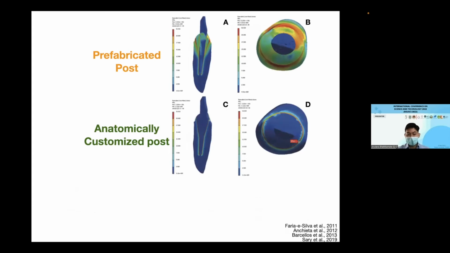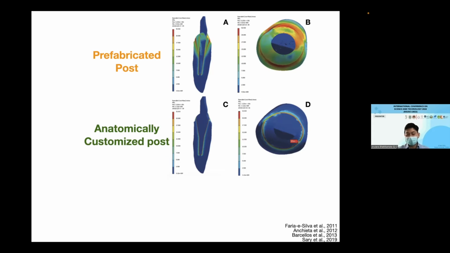In a study by Anutara et al. in 2011, as you can see, the stress is depicted in red color. This study showed that in anatomic posts, most stress concentration was found in the cement layer, while displaying lower concentration in the dentine. On the contrary, the stress in prefabricated fiber posts was higher than in the customized posts and concentrated more in the dentine.